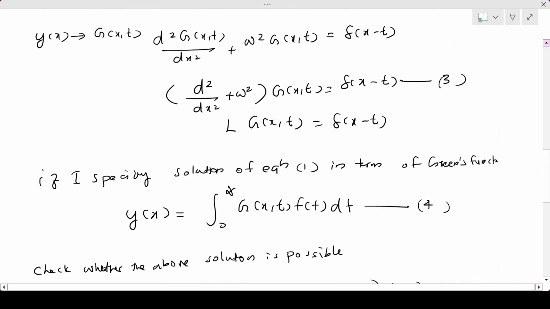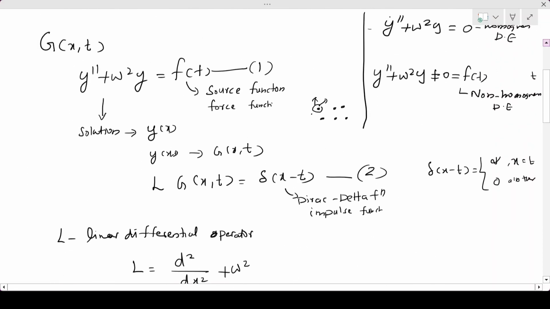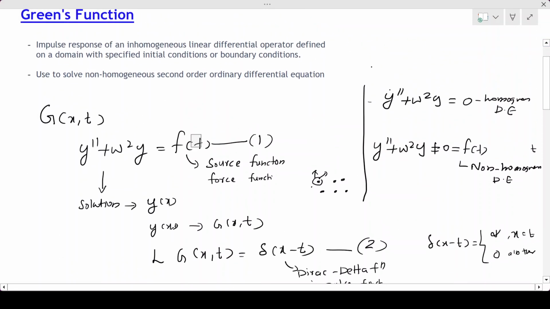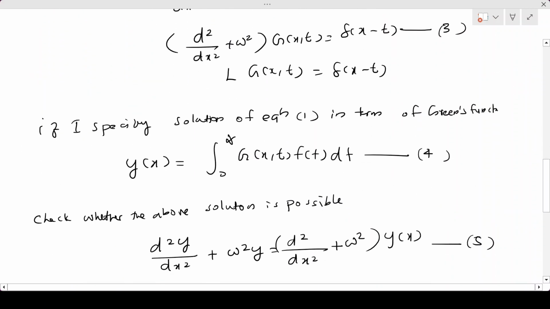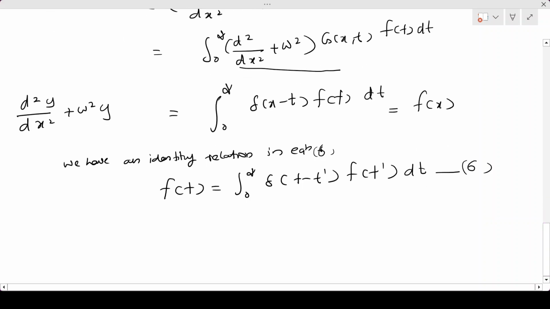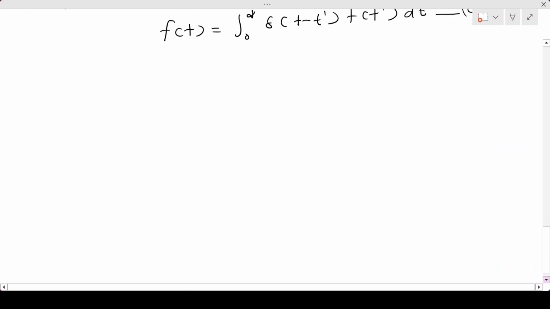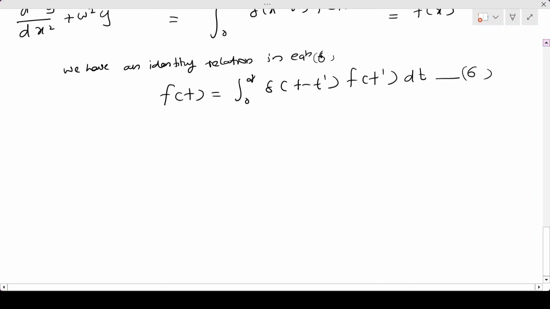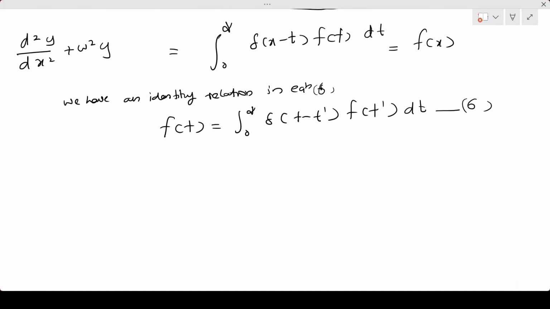Okay, sorry, there's a small correction here. So this will possibly be, it should be an x. Okay, so the solution will be f of x. So what we have proven is that if you use the solution of y of x in terms of g of x t, then d square y by dx square gives the result.